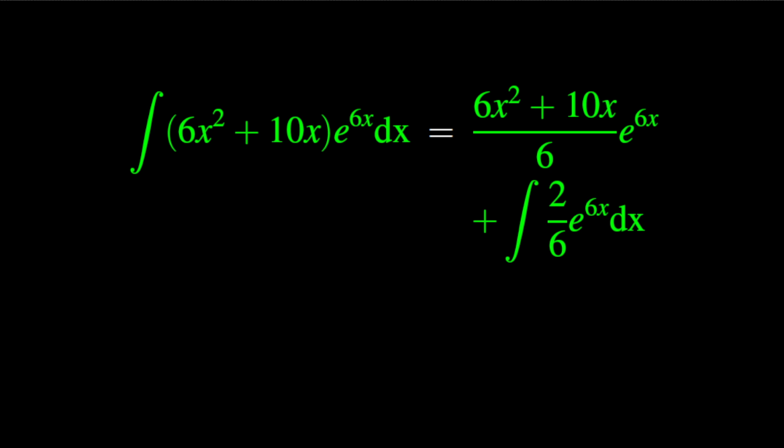Now we have to aggregate the results of these repeated applications of the integration by parts to get the final value of the antiderivative of 6x squared plus 10x times exponential of 6x. The first integration by parts gave the following result. So, the integral of 6x squared plus 10x times exponential of 6x dx is equal to 6x squared plus 10x over 6 times exponential of 6x plus the integral of 2 over 6 times exponential of 6x dx.